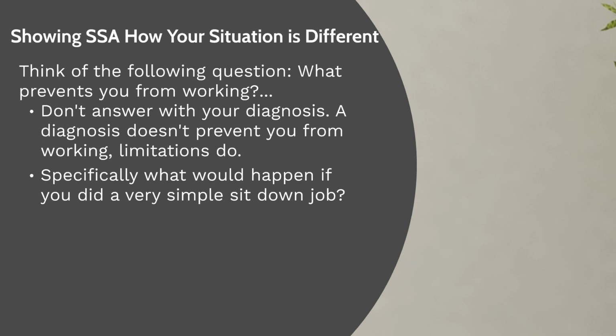Since I'm using diabetes as an example, let me show you what that might look like. It might be that, well, I have diabetes and I'm on insulin, but the reason I couldn't do a really easy sit-down job is that I have extreme problems using my hands because of my neuropathy. And so it makes it hard to do anything like write on a piece of paper or type something or handle small objects because of my hand pain. That's very specific.